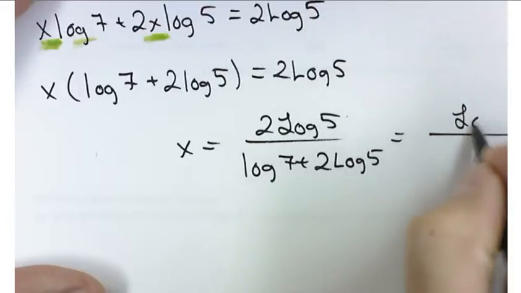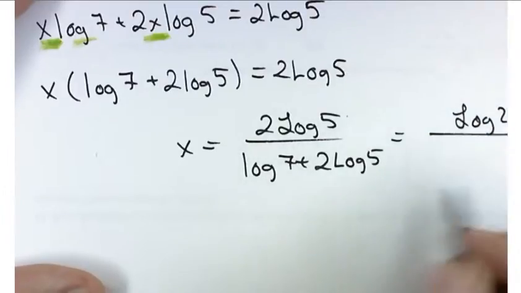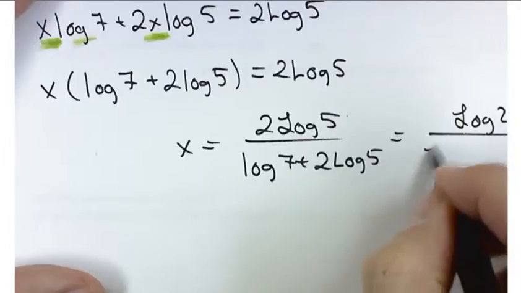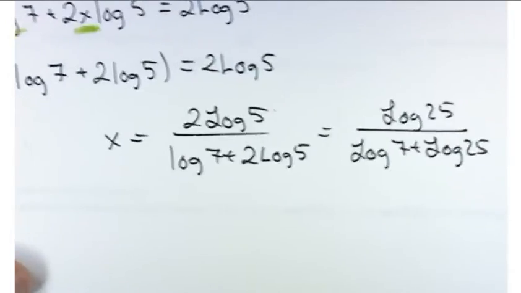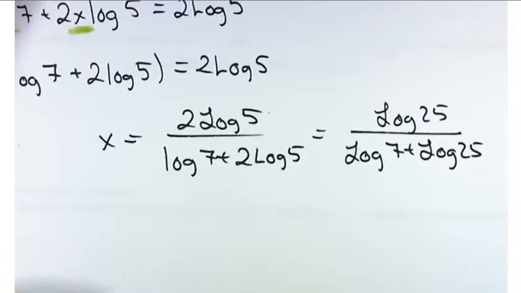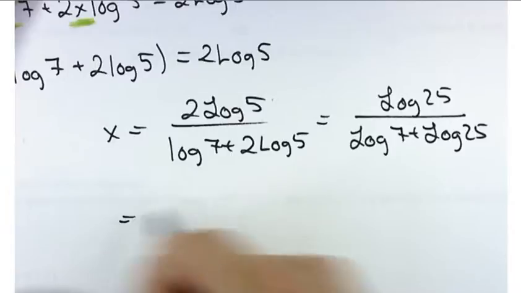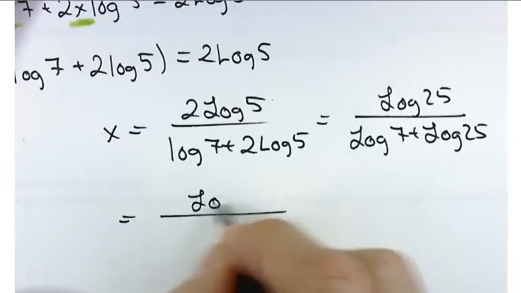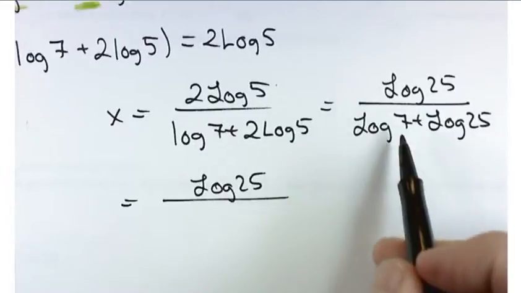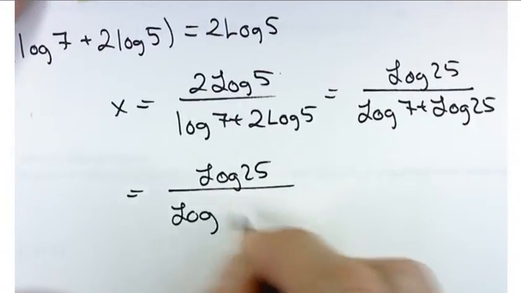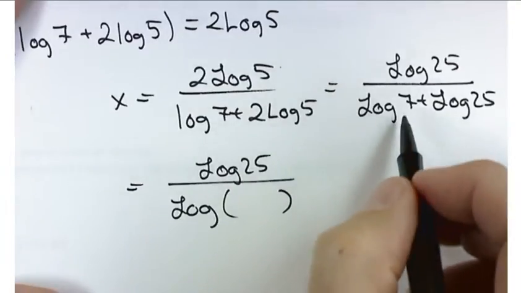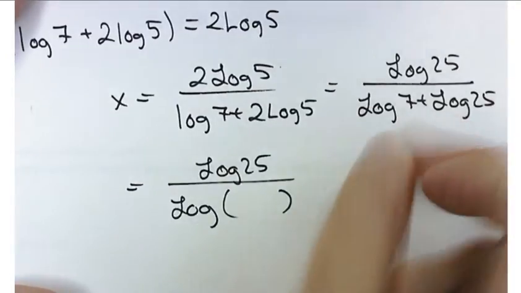25. So it would be the log of 25. And in the denominator, I'd have the log of 7 plus a log of 25. So at least that looks a little bit better. But I can make this even better in the denominator. Log of 25. Is there a way I can bring those two together? You don't have to show that step, but there is. How can I bring those two together?